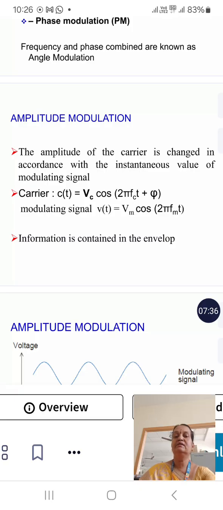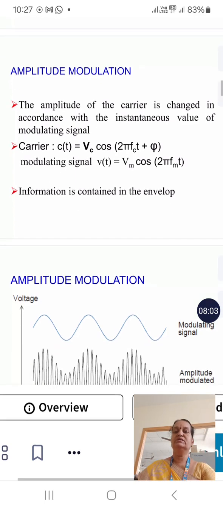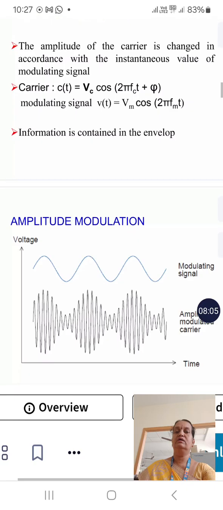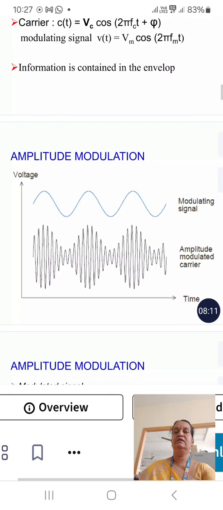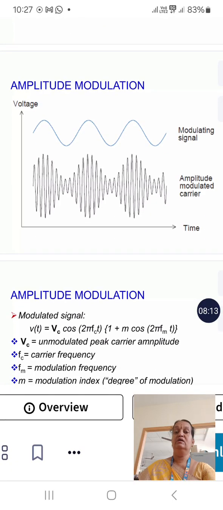The modulating signal is represented as Vm cos 2 pi Fm t, where Vm is the signal's amplitude and Fm is the frequency of the modulating signal. The carrier signal is represented as Vc cos(2 pi Fc t plus phi), where Vc is its amplitude, Fc is its frequency and phi is the phase angle. Information is contained in the envelope. After representing that by the equations, we can represent it by a waveform diagram like this.